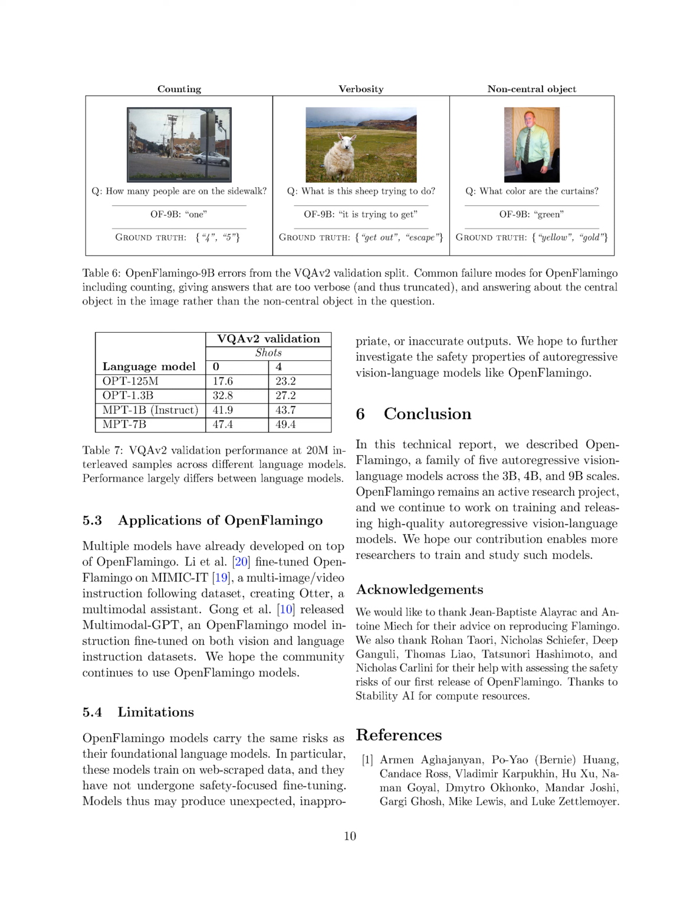Section summary. Multiple models have been developed on top of OpenFlamingo, including Otter, a multimodal assistant fine-tuned on a multi-image, video instruction dataset, and Multimodal-GPT, an OpenFlamingo model instruction fine-tuned on both vision and language instruction datasets. However, it is important to note that OpenFlamingo models carry the same risks as other language models, as they train on web-scraped data and have not undergone safety-focused fine-tuning, which may result in unexpected, inappropriate, or inaccurate outputs. Further investigation into the safety properties of autoregressive vision-language models like OpenFlamingo is needed.